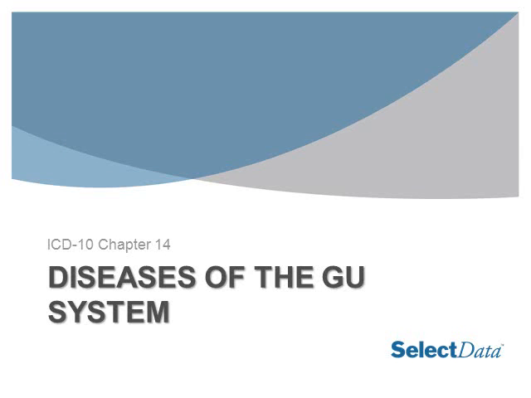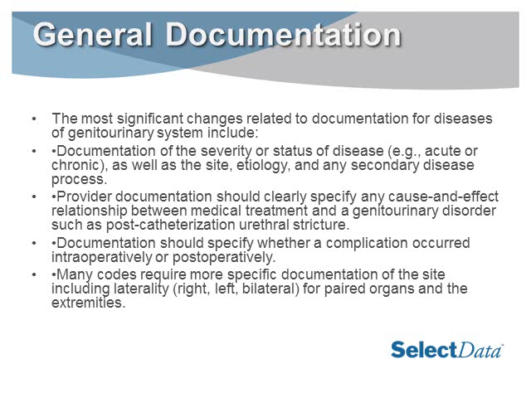We move on now to Chapter 14, which covers diseases of the GU system. For general documentation, the most significant changes related to diseases of the genitourinary system include documentation of the severity or status of a disease, whether it's acute or chronic, as well as the site, etiology, and any secondary disease process. The provider documentation should clearly specify any cause and effect relationship between medical treatment and a genitourinary disorder, such as a post-catheterization urethral stricture.